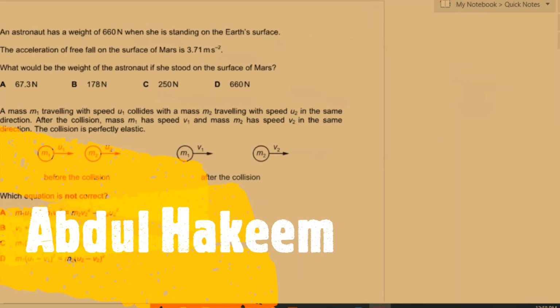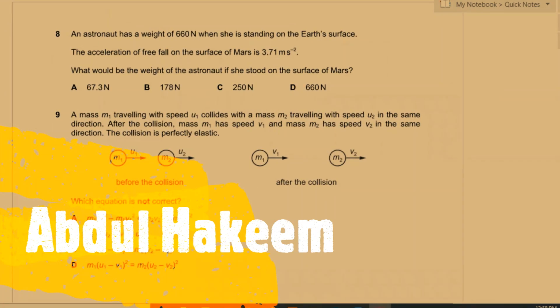Next, question number 8. An astronaut has a weight of 660 Newton when she is standing on the Earth's surface. The acceleration of free fall on Mars is 3.7. What would be the weight of the astronaut if she stood on the surface of Mars? Look, weight is equal to mg. Mass will remain the same on both planet Earth and Mars. So the weight is directly proportional to g.